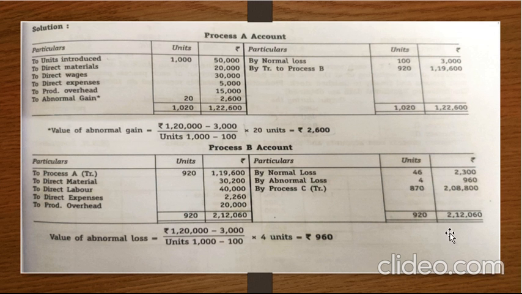So 920 minus 870 plus 46, you will get 4 units. The balance will be 4. So the difference you get here is 4 units, and that is known as your abnormal loss. How much is your abnormal loss? 4 units. So how to calculate that?